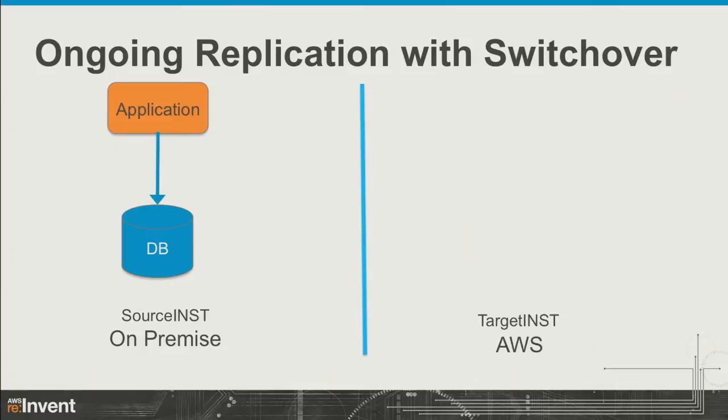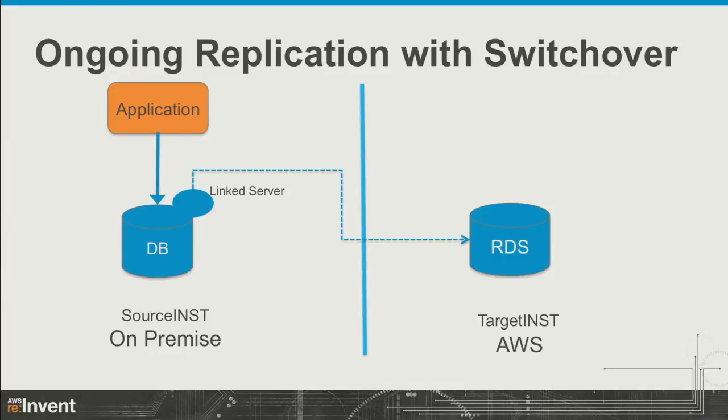Let's also look at the second technique that I mentioned, the replication with switchover. I'm starting again with an application pointing to an on-premise database. And my task is to move all this data from on-premise to RDS. So I'll set up an RDS instance, and I'll set up a linked server in my source database that will point to the target system.